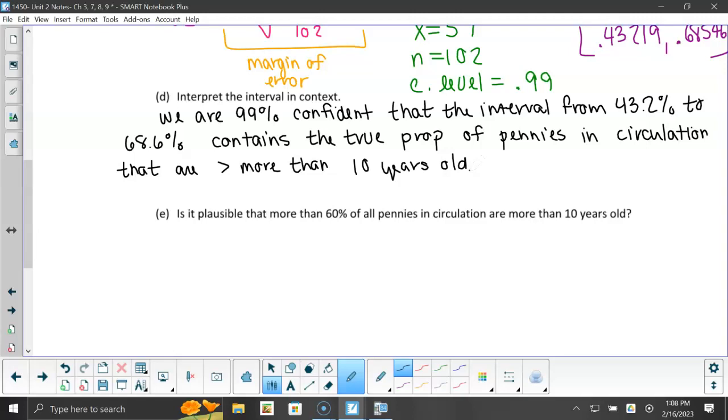So I don't care if you switch it from decimal to percentage. In my head, it makes more sense saying that somewhere between 43.2% and 68.6%, like somewhere in there, contains my true proportion of pennies that are in circulation that are over 10 years old. All right, now, is it plausible that more than 60% of pennies in circulation are more than 10 years old? Yes or no? Why, yes. Exactly. That's all I need.